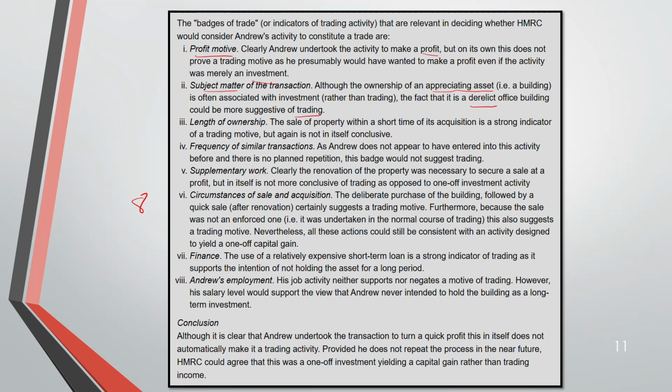Length of ownership, the third factor. So here they have sold it in a short period of time. Within 12 months he has bought the property and sold, so it's an indicator of trading motive. We'll see frequency. Before, he did not enter into this transaction, so this badge suggests that it's not trading. This badge suggests it could be capital gain.